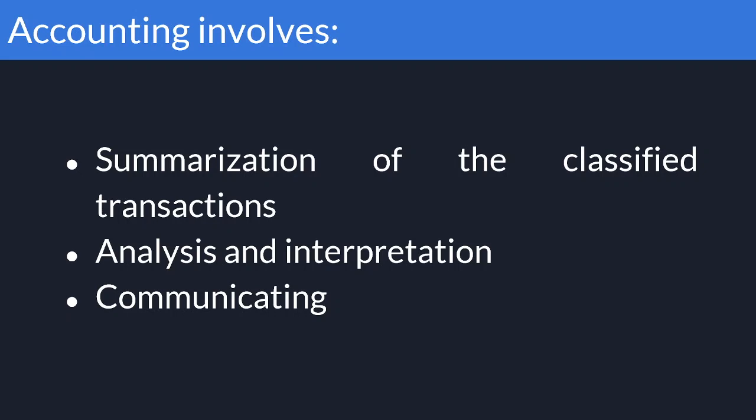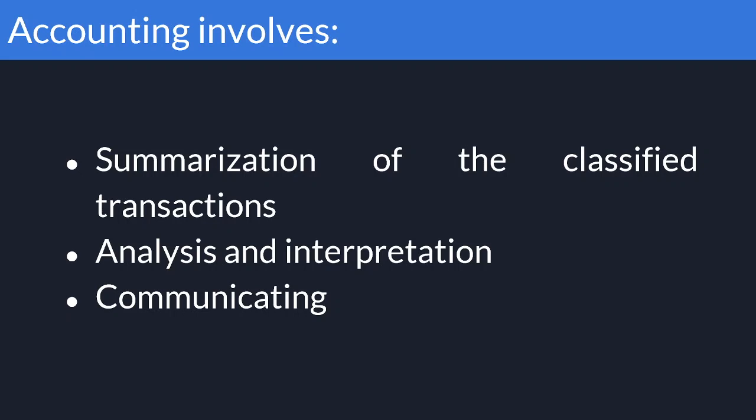Accounting involves summarization of the classified transactions in the shape of final accounts. Now, if you notice, bookkeeping ended on classifying. That is, bookkeeping involved identification, measurement, recording, and classifying. So, where bookkeeping ends, accounting starts.